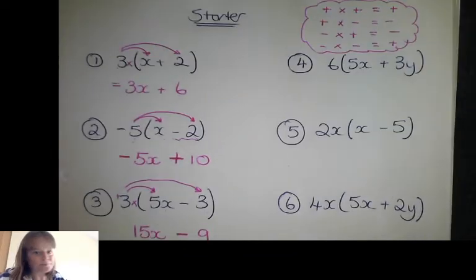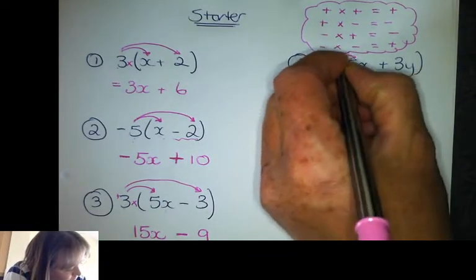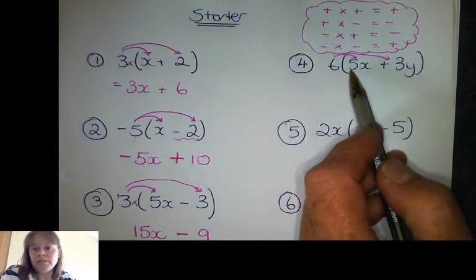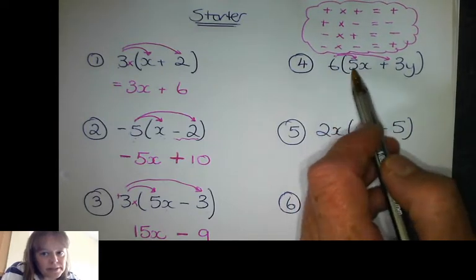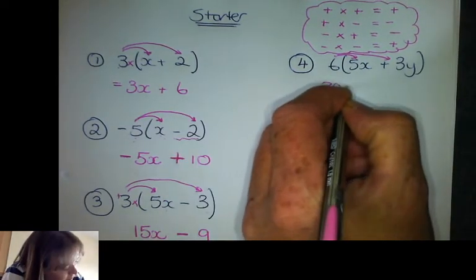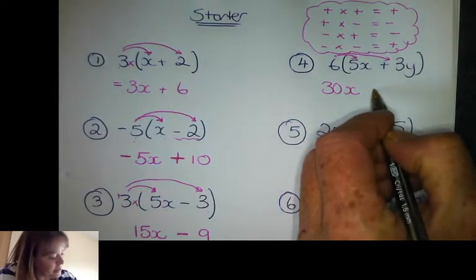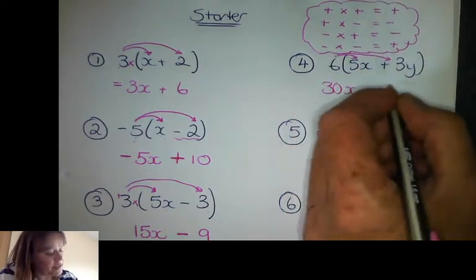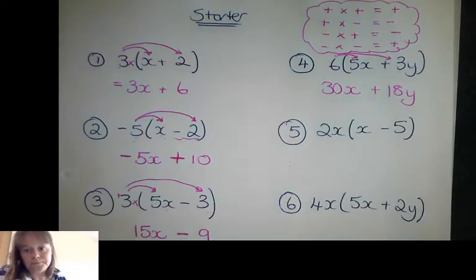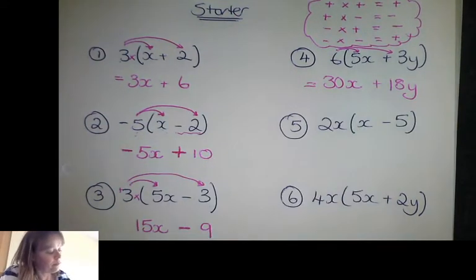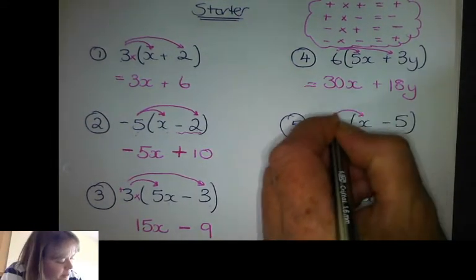Number 4, fairly similar to the last one. So when I do 6 times 5x, I'm going to do 6 times 5 is 30, and then x. Then the second bit, 6 times 3 is 18, and then the y. Now, number 5, I might need to think a bit more carefully.